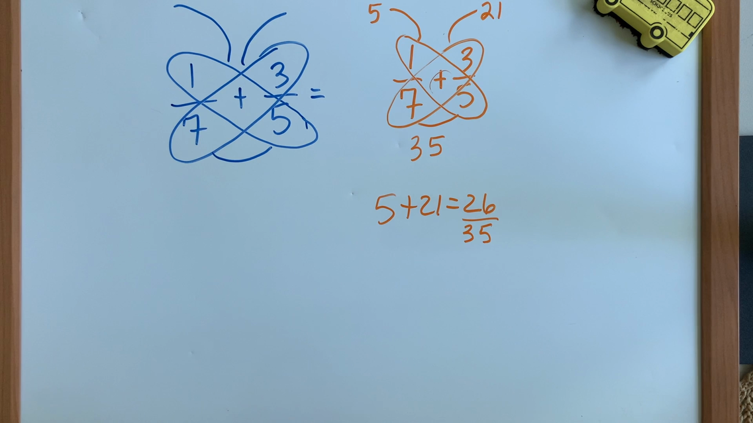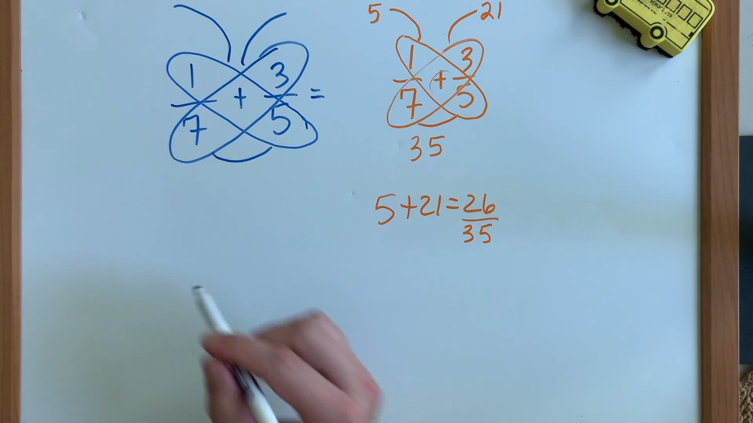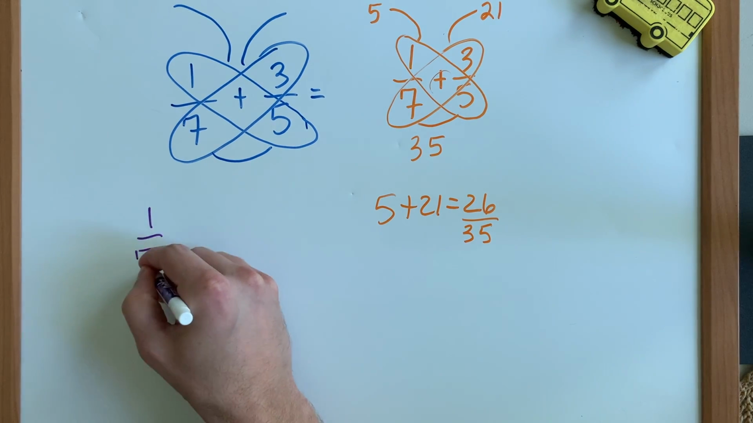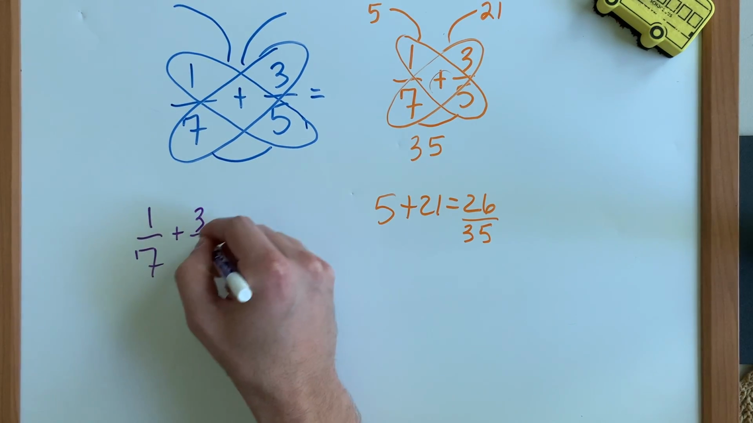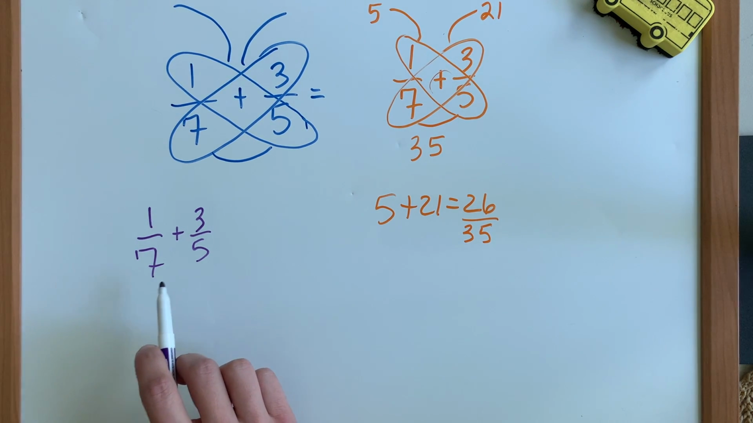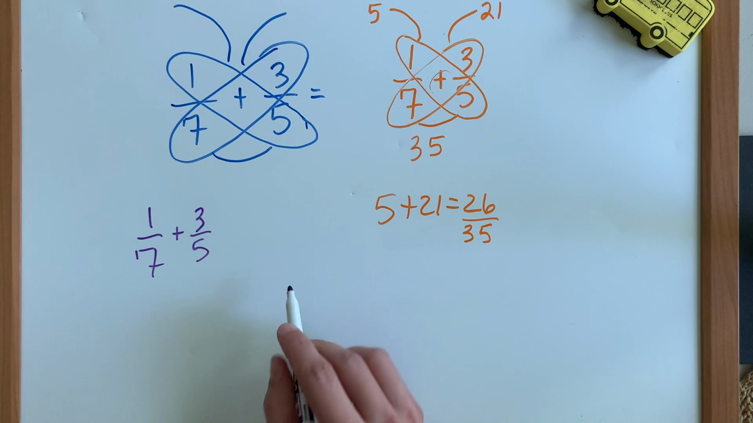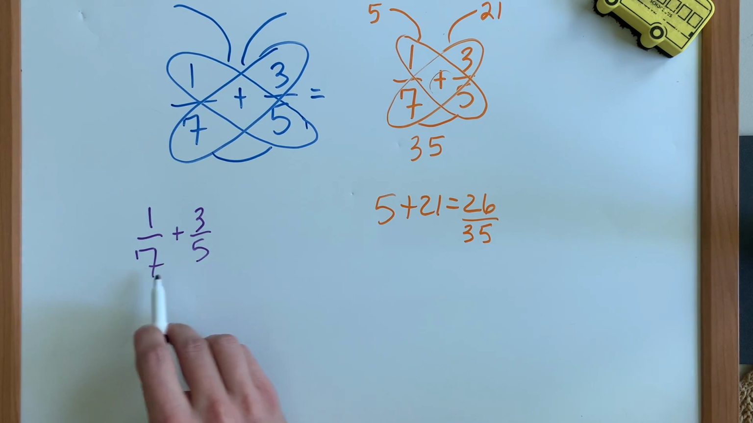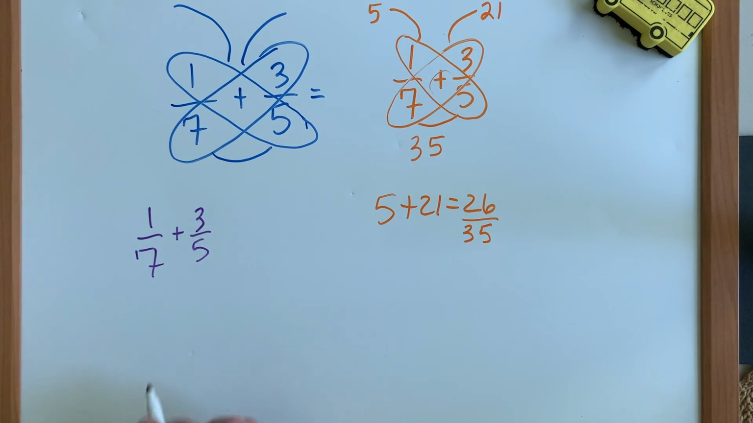What would happen if we did this problem using LCM? Would we get the same answer? Well, 1 over 7 plus 3 over 5. Recall that with LCM, we're trying to find a common denominator, and we're going to do that by writing out the skip counting or the multiples for each of the denominators.